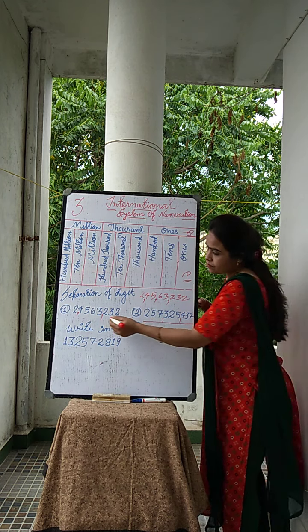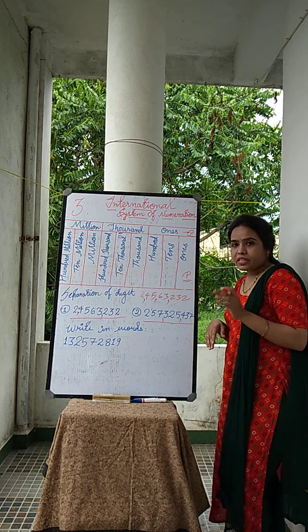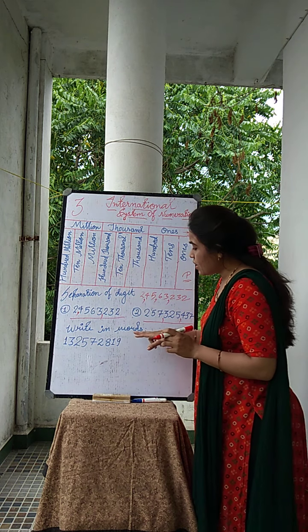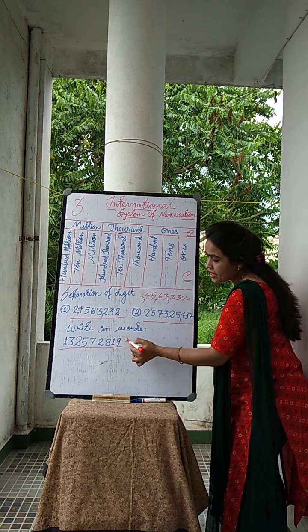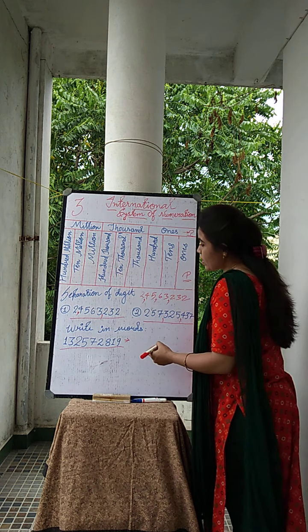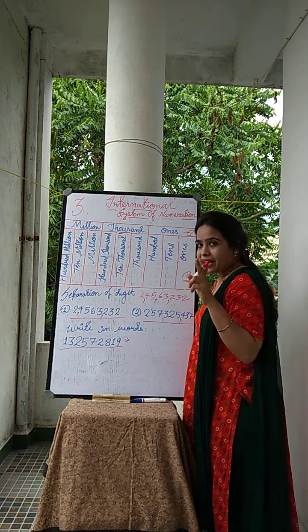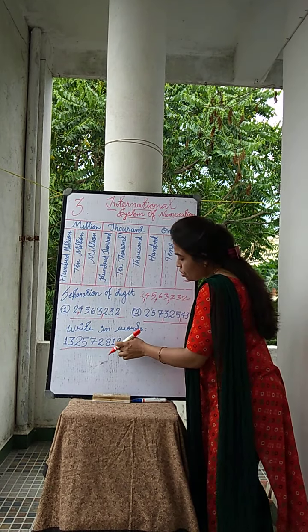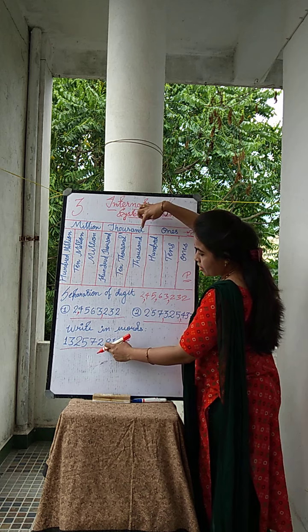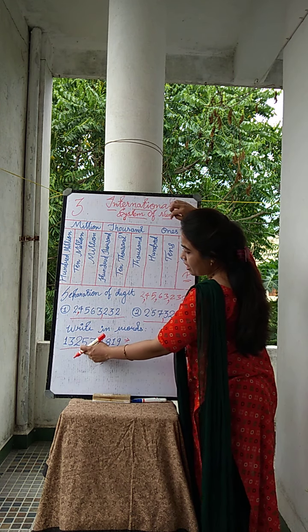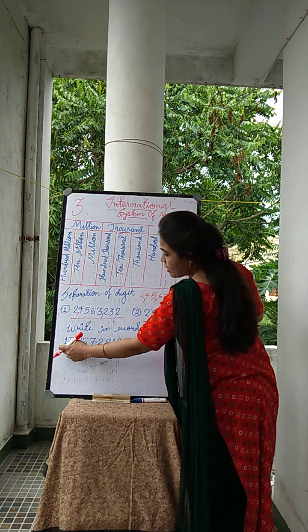Okay students. Now the next is what? Write in words. This is the number and we have to write it in word form. Okay, how can we write? First, for that we have to count it. So ones, tens, hundreds, 1000, 10,000, 100,000, million, 10 million, 100 million.